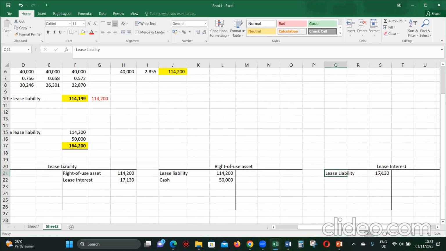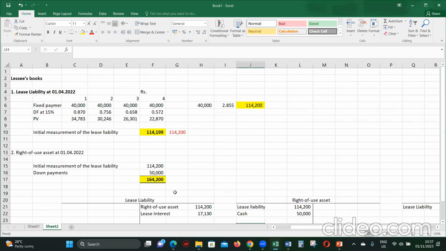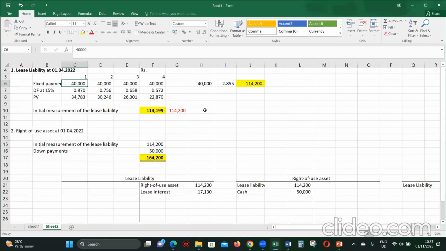Lease interest account debit, and you are crediting that interest to the lease liability. This is the first step, right? Then what? During this period, there will be lease payments. Why? You have to pay 40,000 each year.